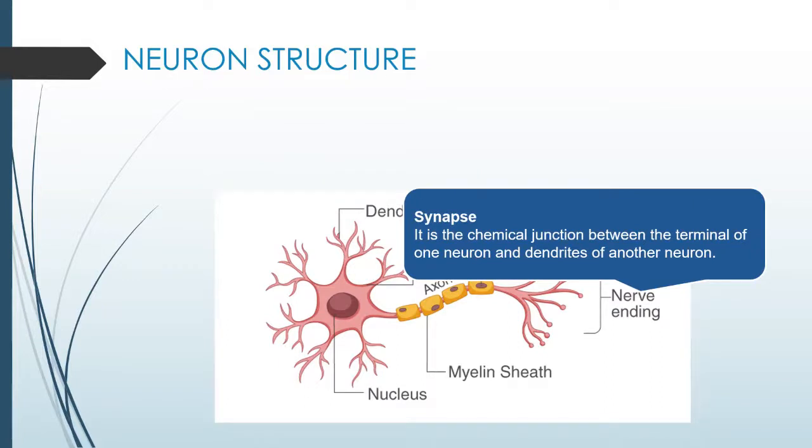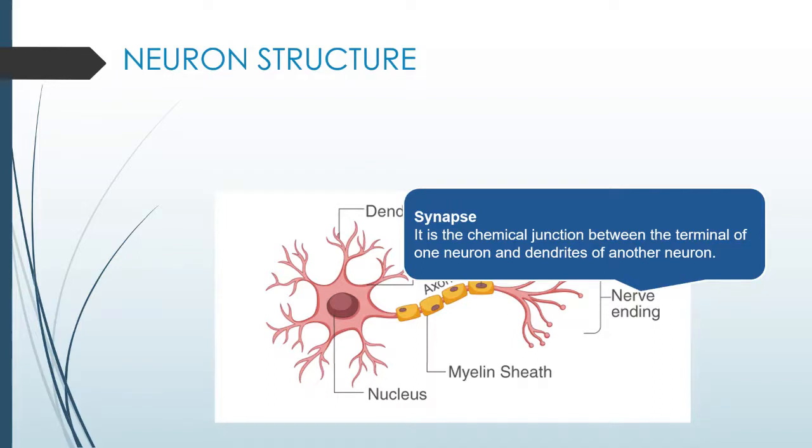These nerve endings are connected to another dendrite. You can imagine this particular neuron is there and at the ending you have another neuron kept over here. So the nerve ending of this is connected to the dendrite of the next neuron. In this particular part there is something called a synapse which is getting created. We'll be learning more about the synapse later on in the video.